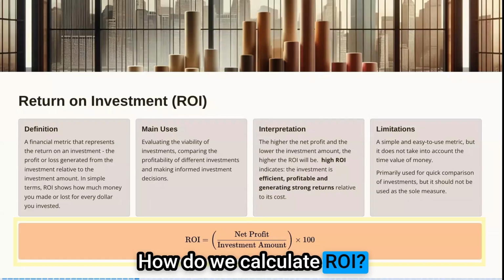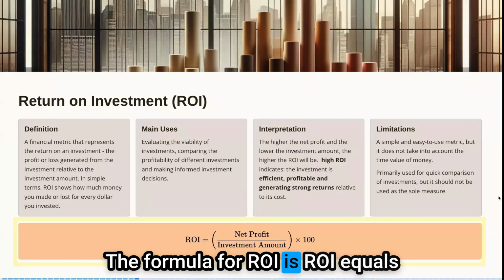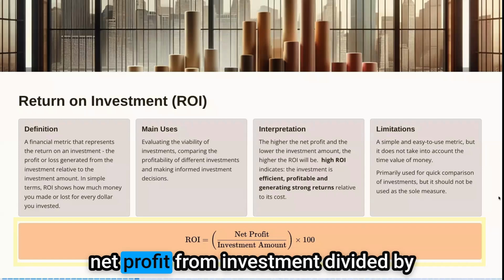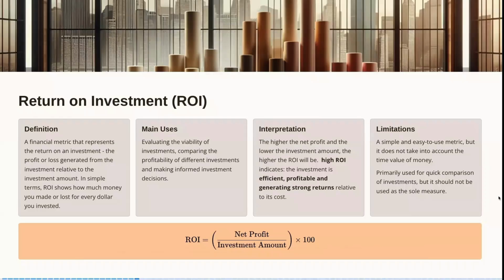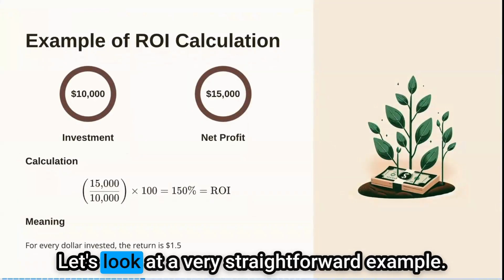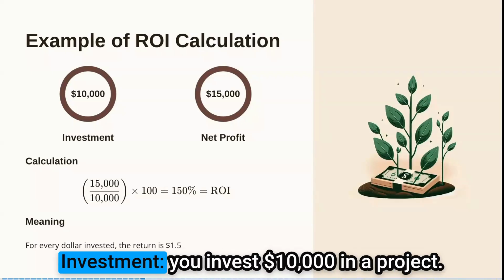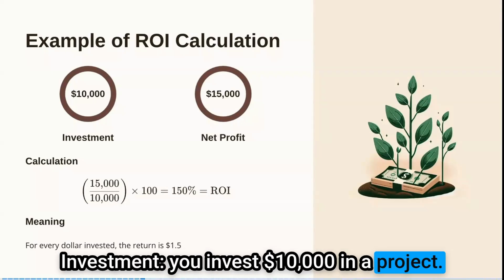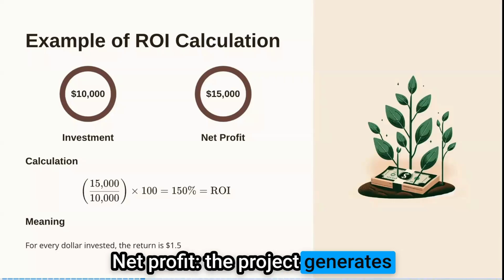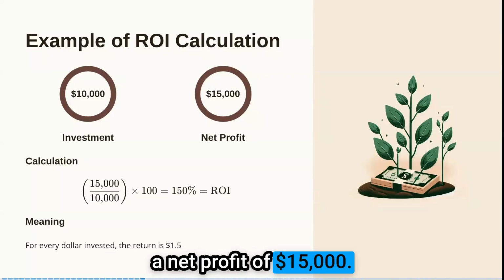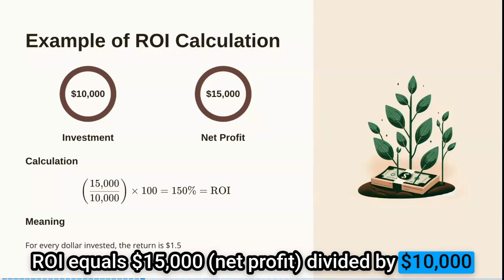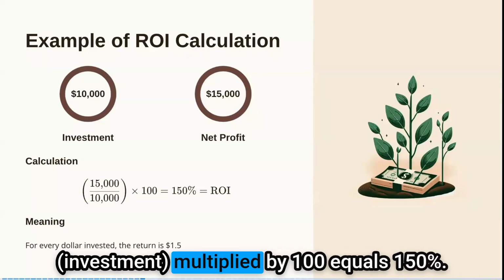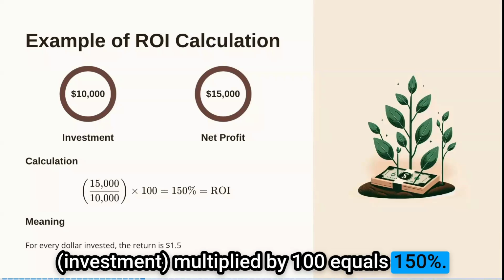How do we calculate ROI? The formula for ROI is ROI equals net profit from investment divided by investment amount multiplied by 100. Let's look at a very straightforward example. Investment: you invest $10,000 in a project. Net profit: the project generates a net profit of $15,000. Let's calculate the ROI. ROI equals $15,000 net profit divided by $10,000 investment multiplied by 100 equals 150%.